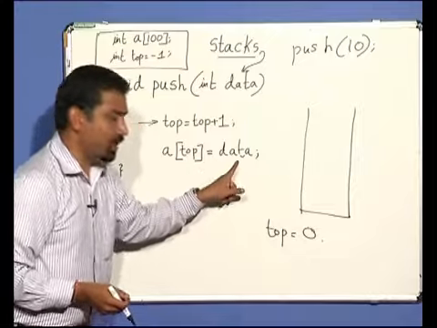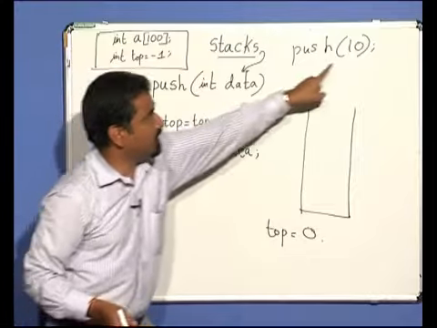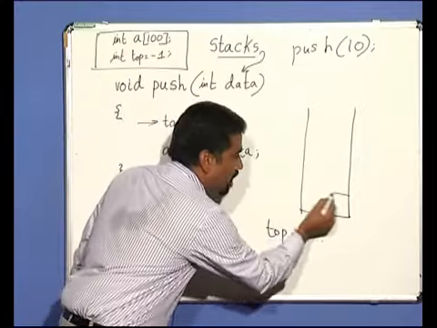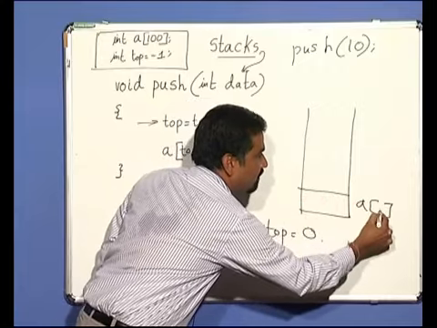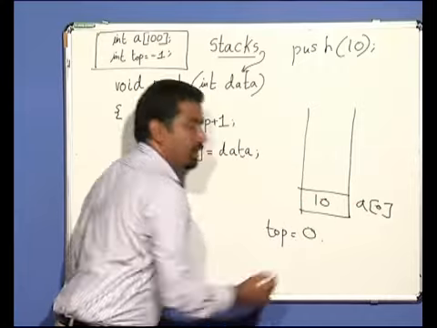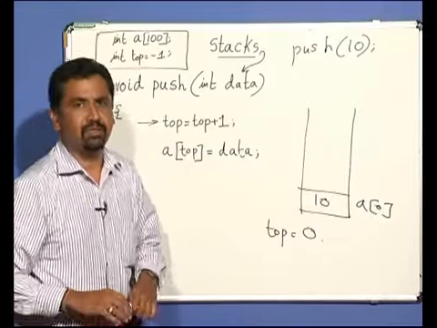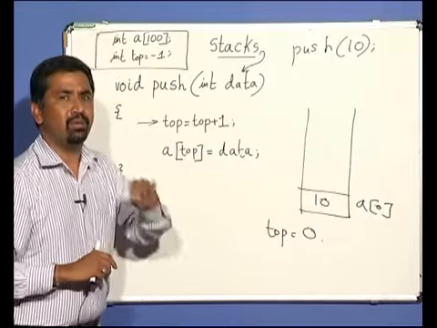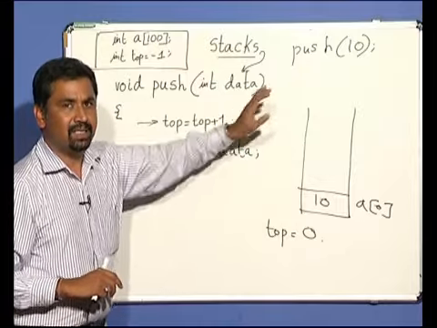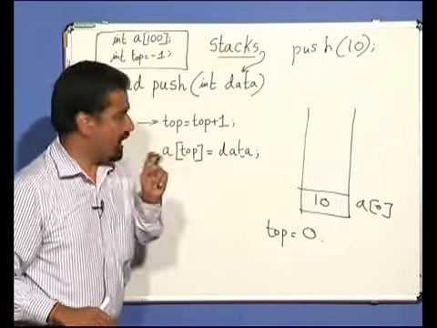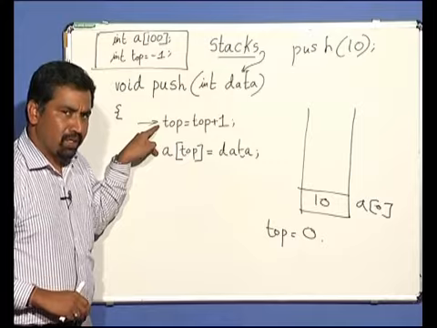Into a of 0 what are we putting? Data. But what is data? Data is nothing but 10. So a of 0 gets the value 10. This is exactly what we wanted. So the implementation of the push operation into a stack represented as an array is very, very simple. As simple as these 2 lines.